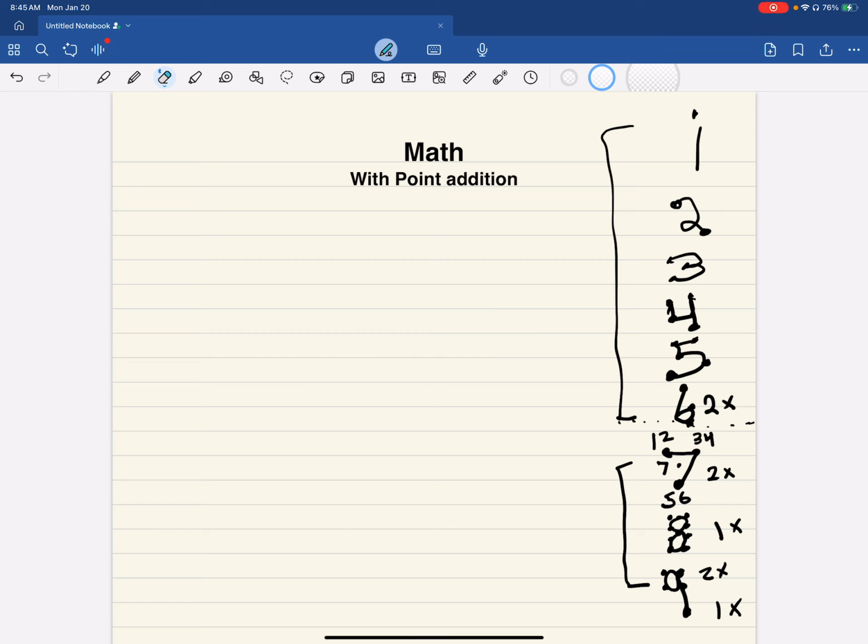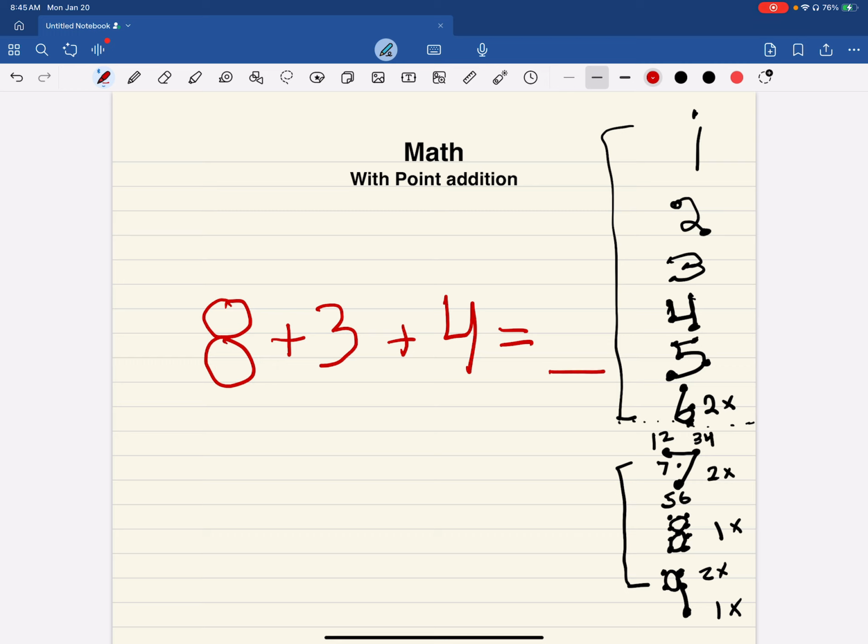Now, let's come back over here and let's say 8 plus 3 plus 4. This would be a tough one. Try that on your own. Okay, you should have started with which one? The 8. And you should have counted 8, 9, 10, 11, 12, 13, 14, 15, and put a 15 there. Boom. And once you get good at this, you'll be able to do this quick.